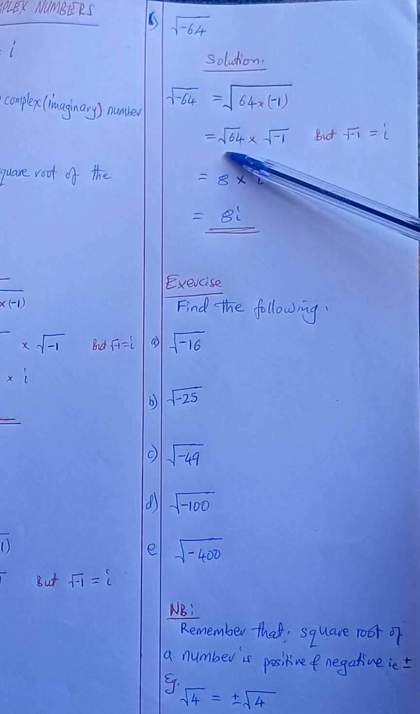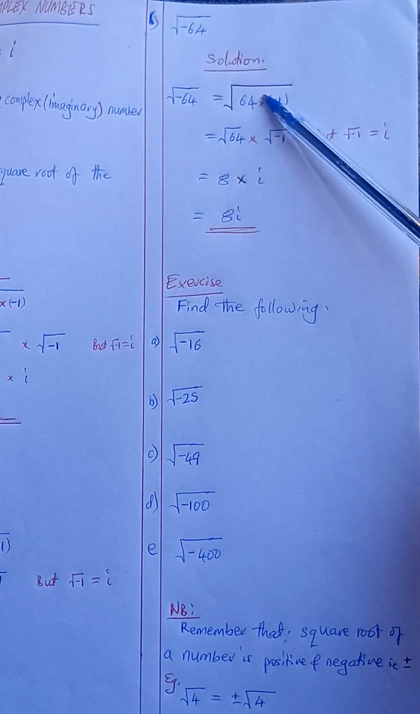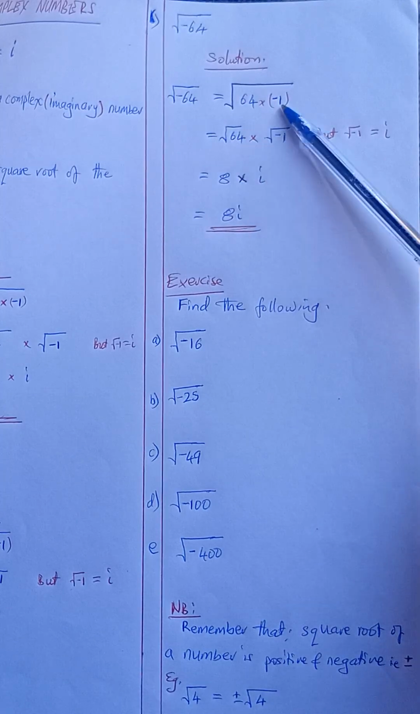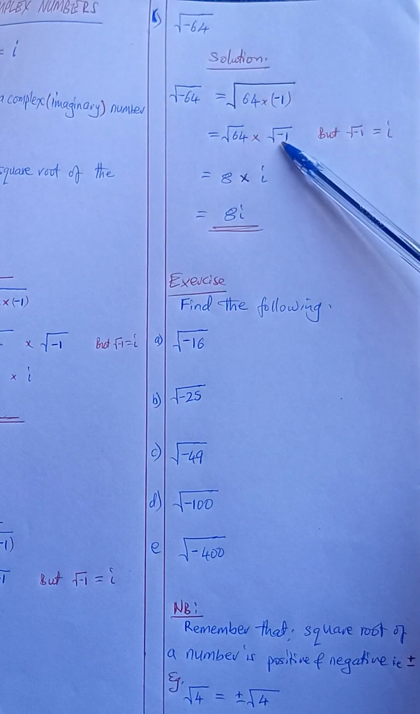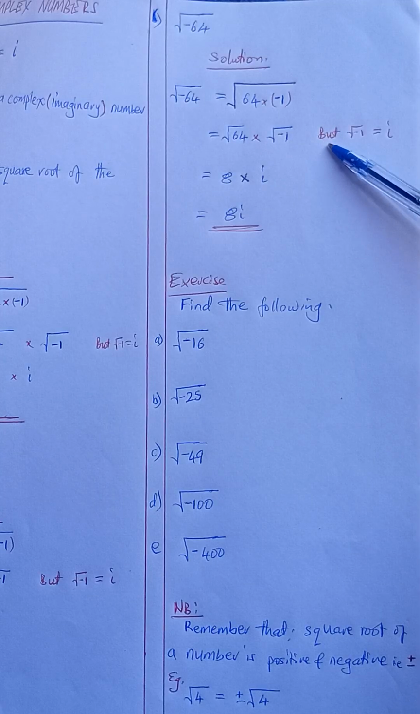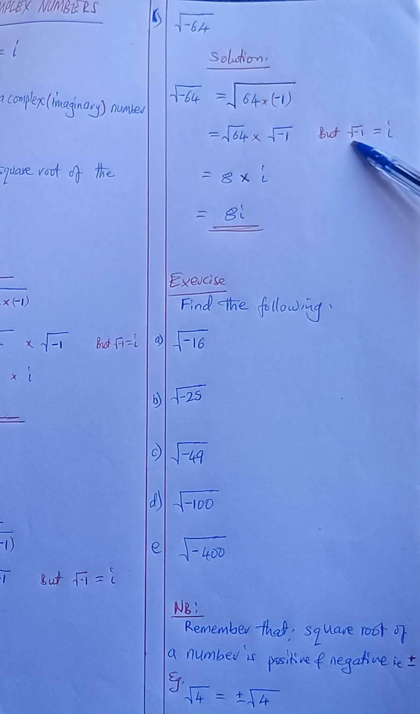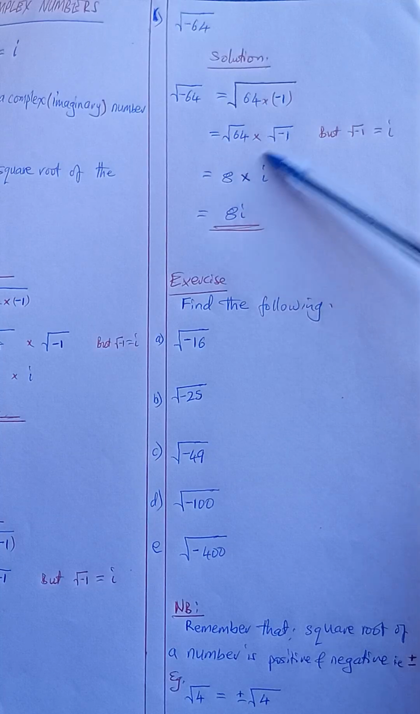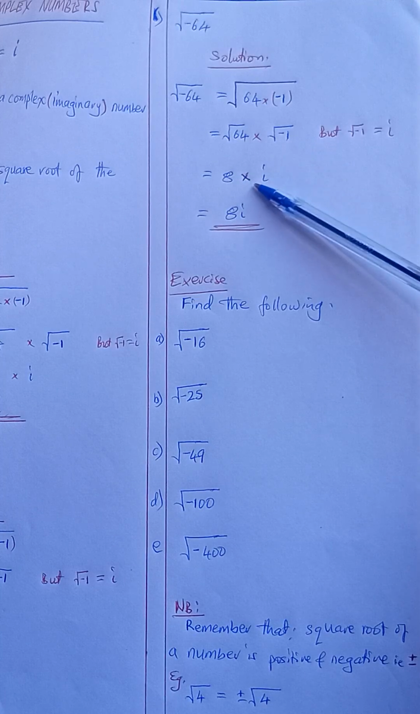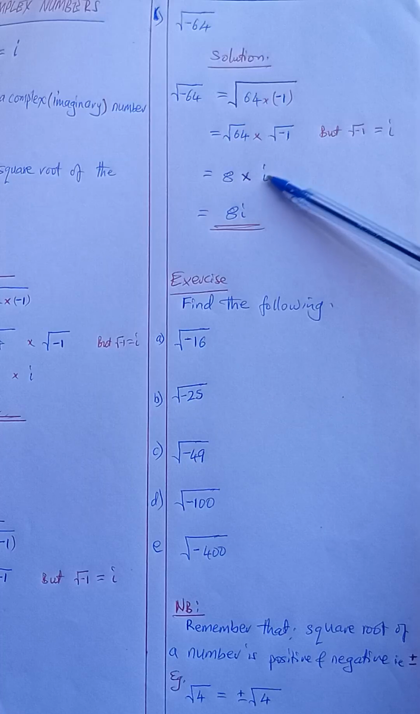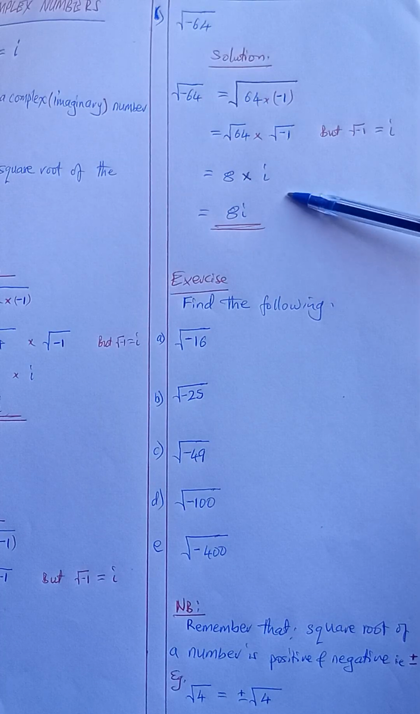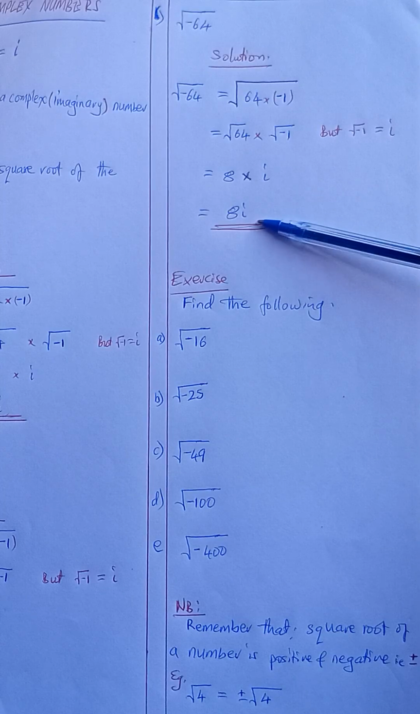Now in the next step, we make this one have different roots. Like this one, 64 should have its own root, then negative 1 should also have its own root. So that we go ahead and say, but the square root of negative 1 is equal to i. So when we come here, the square root of 64 is 8. The square root of negative 1 is i. So that here we have 8 times i, we get 8i. So with that out, that is how we go about with them.